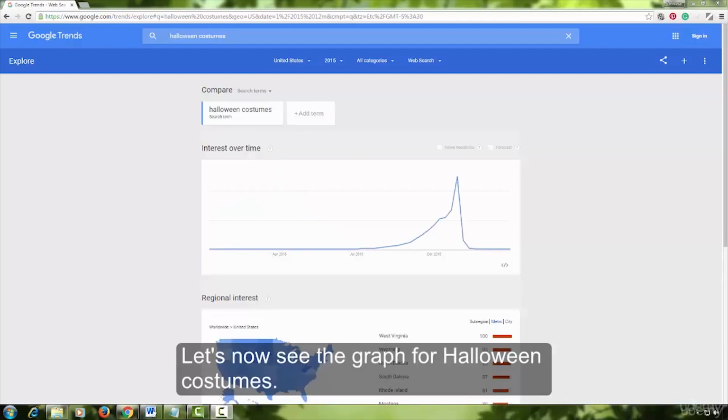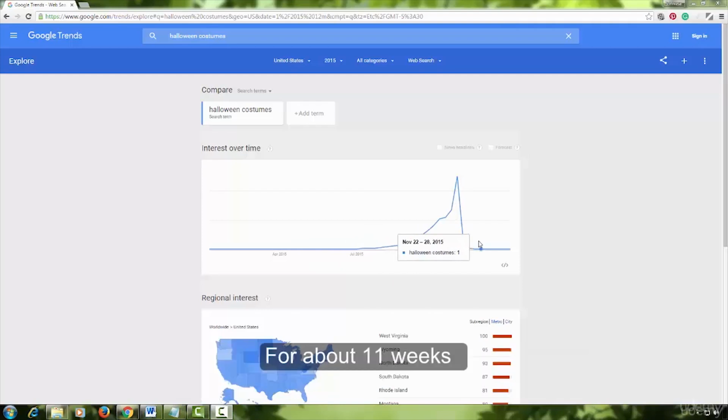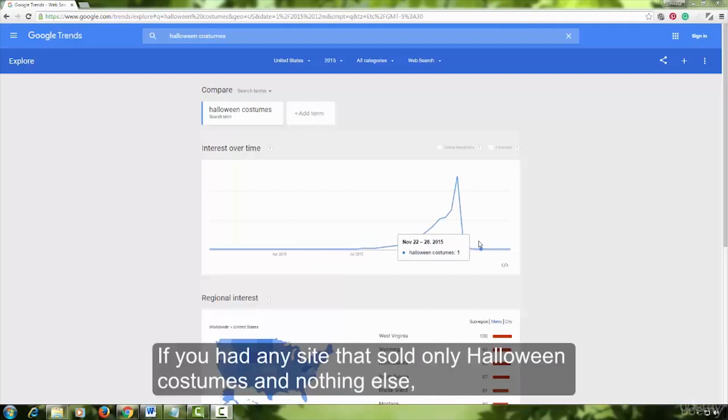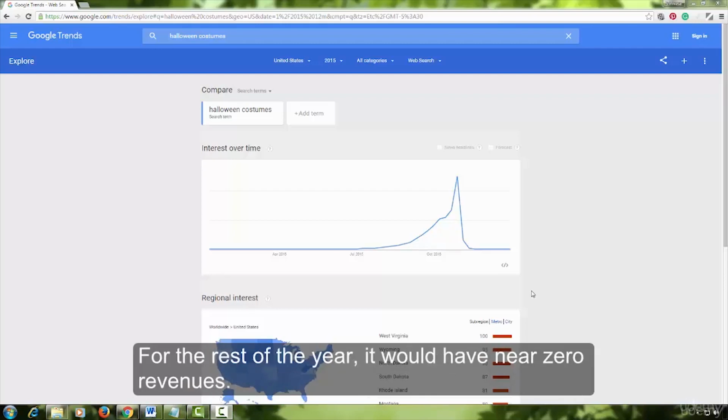Let's now see the graph for Halloween costumes. The demand for Halloween costumes exists only during mid-August to October, for about 11 weeks. If you had a niche site that sold only Halloween costumes and nothing else, it would make money only during 11 weeks of the year. For the rest of the year, it would have near zero revenues.